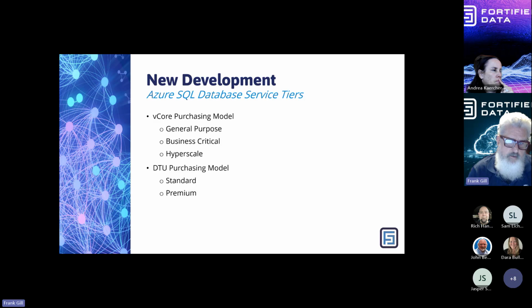And then there's a third offering called hyperscale, and it's really performant because of the way that it manages your data and log files. I don't want to get too deep into the weeds, but if you think about a transaction log file, you are running a workload against SQL Server, you are writing to the transaction log file, and the speed at which you can write to the log file can impact the performance of your system.